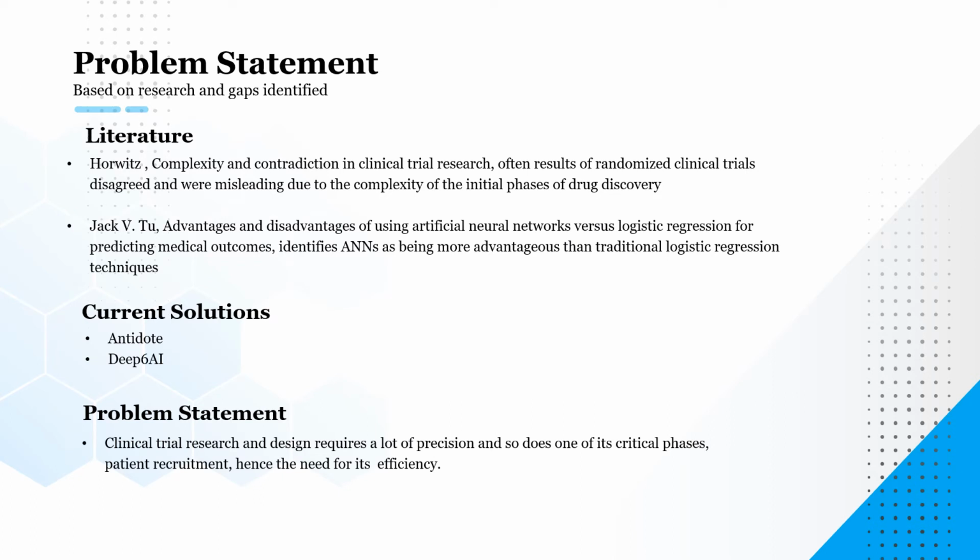Among other gaps identified is the inconsistency of randomized clinical trials that are often misleading due to the complexities associated with the first phase of drug development, that is patient recruitment. Also, the Journal of Clinical Epidemiology identifies artificial neural networks as being more efficient than traditional logistic regression methods in the clinical trial research process and proposes the need for them to be adopted.